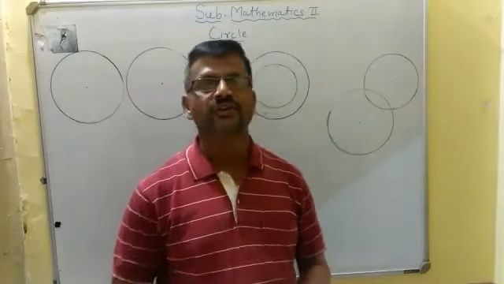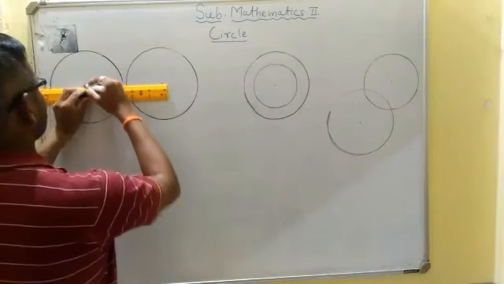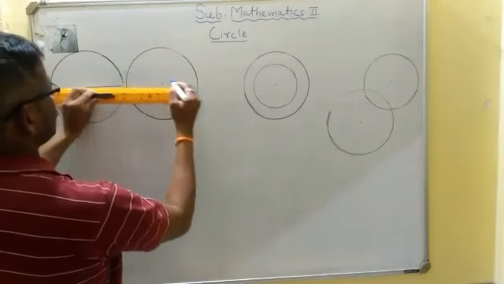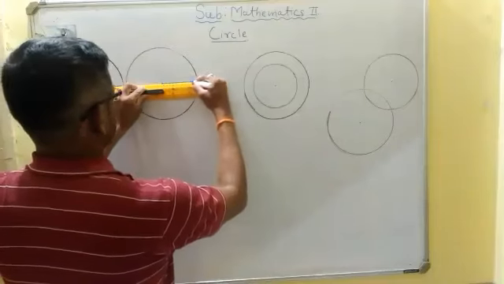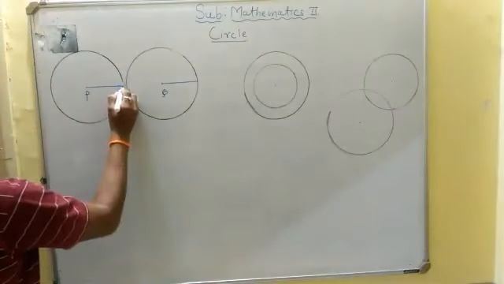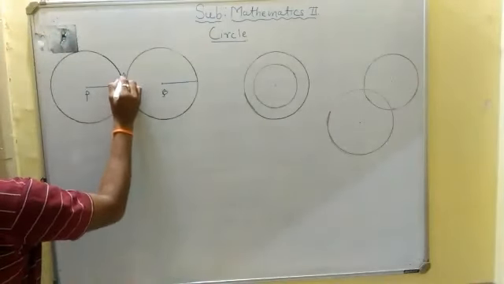Look at here in the figure. Suppose in the first figure we take circles with centers P and Q having equal radii, then we say that the circles are congruent circles. PA and QB are the respective radii of those circles and are congruent, so we say that the circles are congruent circles.